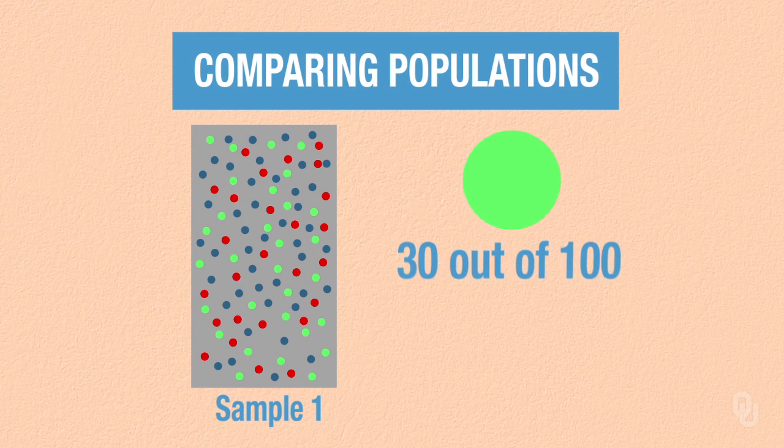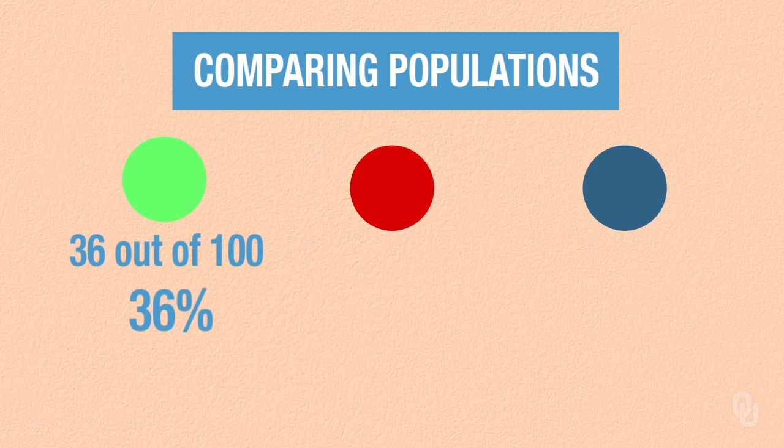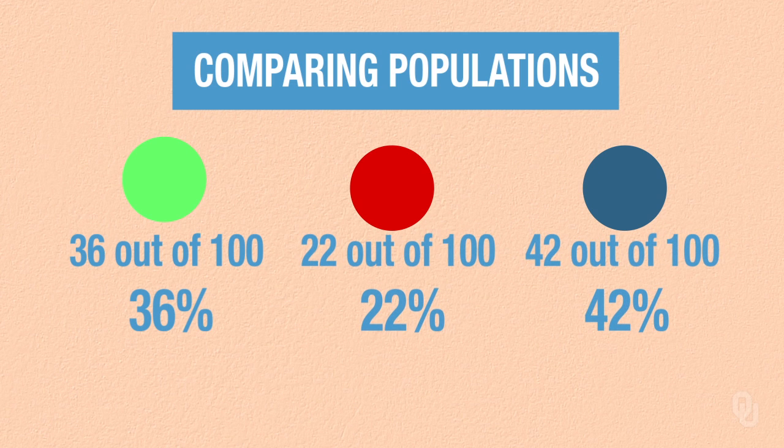Would we expect to see the exact same number of light green, dark blue, and red balls? The answer is no. Because it's a random sample, there will be some random changes. Previously, light green was 30 out of 100 balls, which is 30%. But now light green is 36 out of 100 balls, or 36%. Similarly, the percentage of the other colors decreased in this next generation.